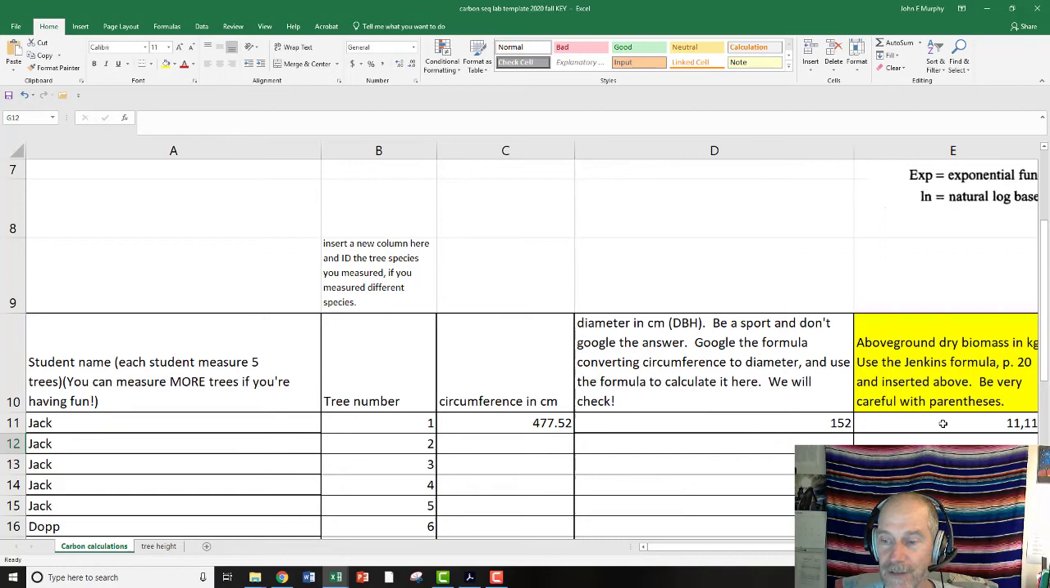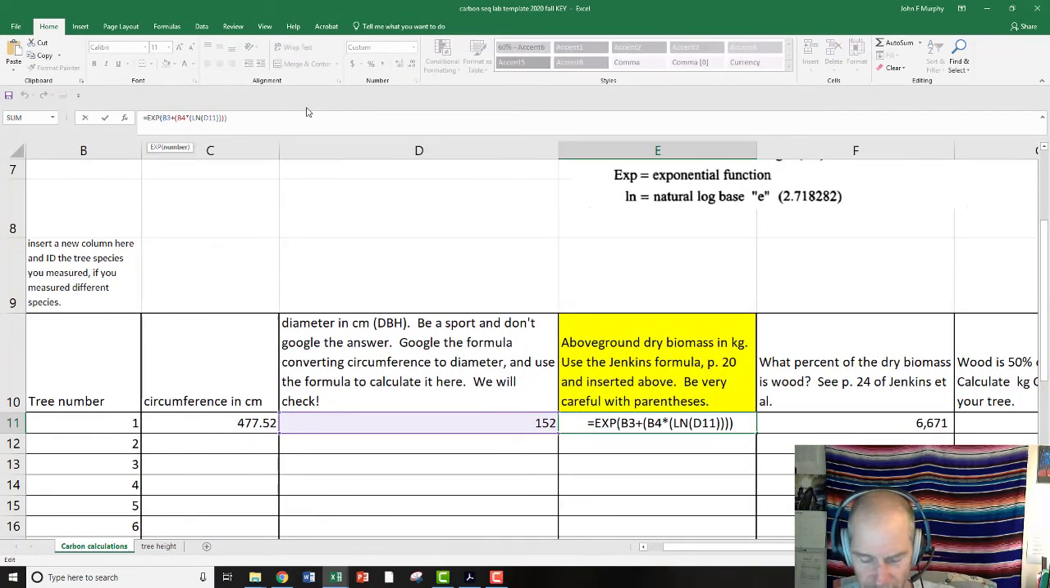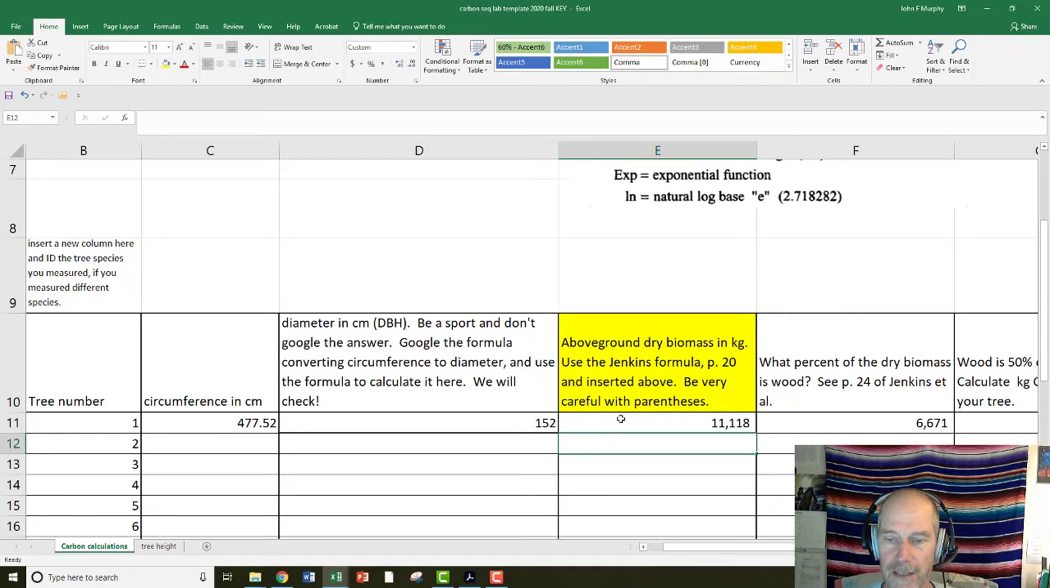One trick is in the Jenkins formula, put in dollar signs for these coefficients here so that when you drag your equation down, the coefficients stay the same. The cell references aren't updated. What did I just do? Dollar. And put in a dollar sign here too. Dollar B, $4. There you go. Got the same number.